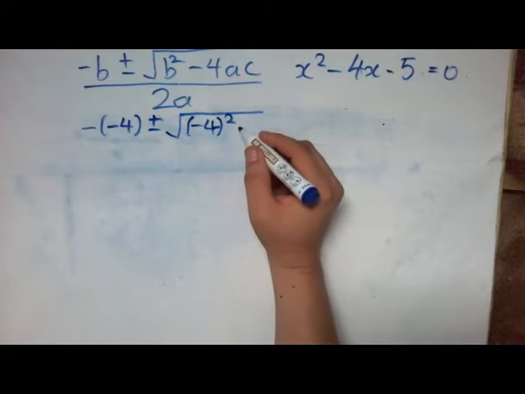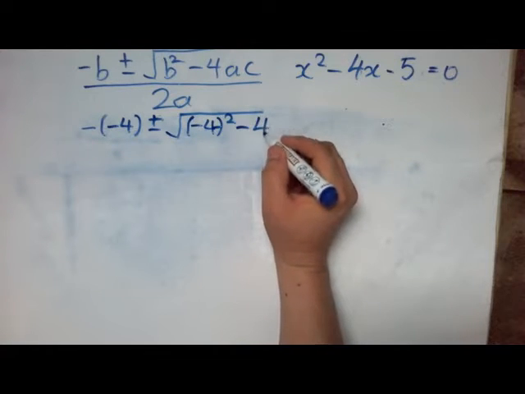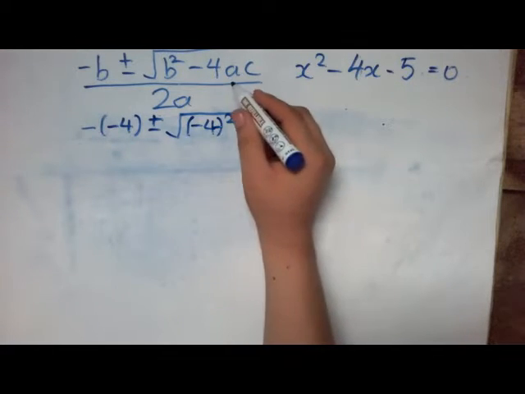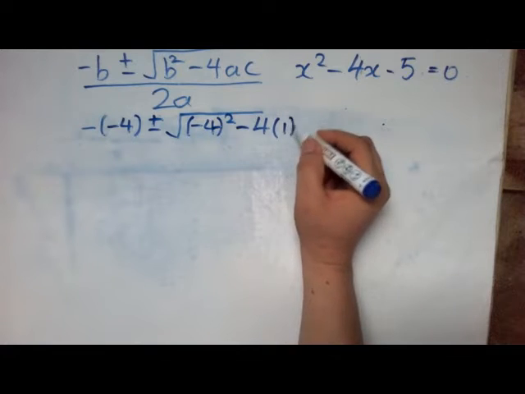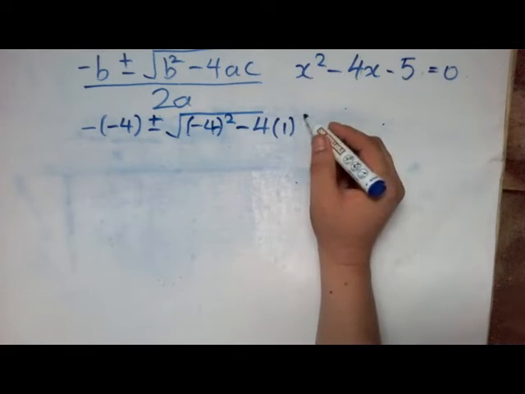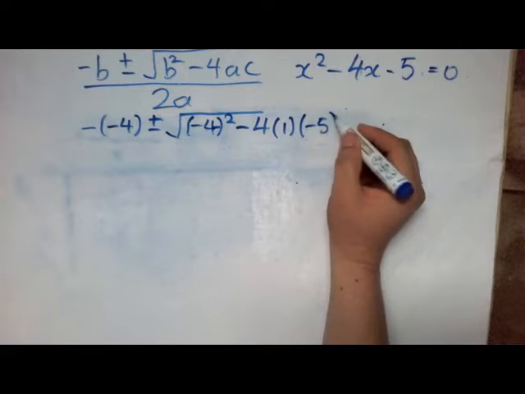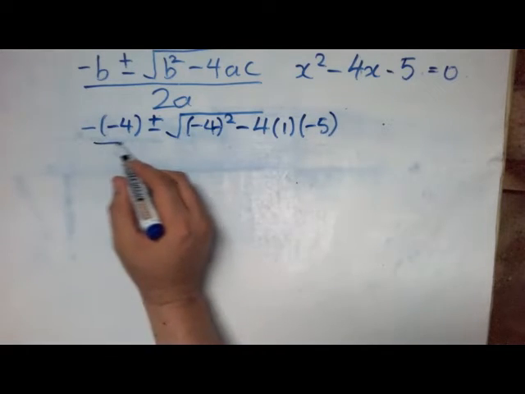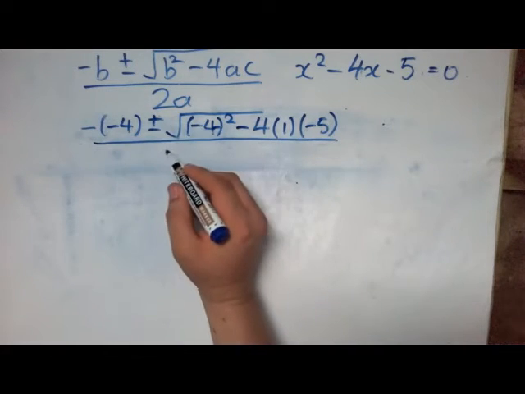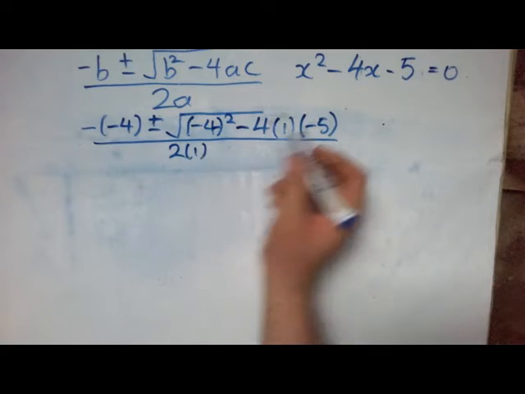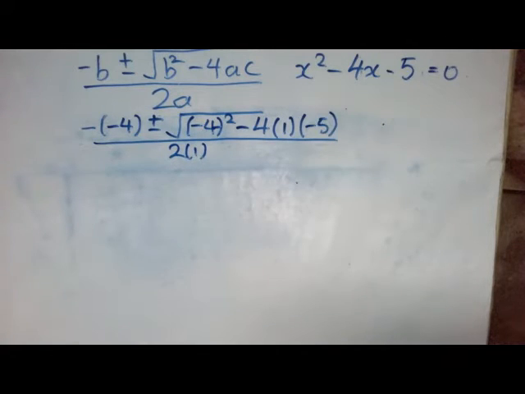We bring down our minus sign. We have 4 in our equation. We have a, which is 1. Our c is minus 5. So we place them in the brackets respectively. All over 2a, which is 2 times 1. Our a again is 1.